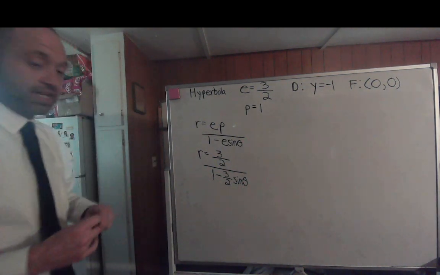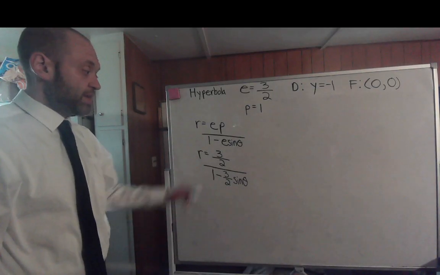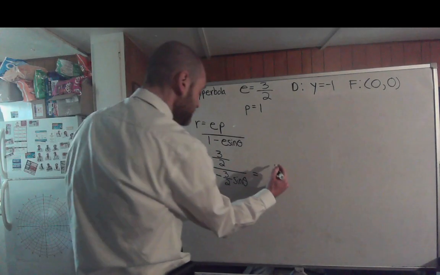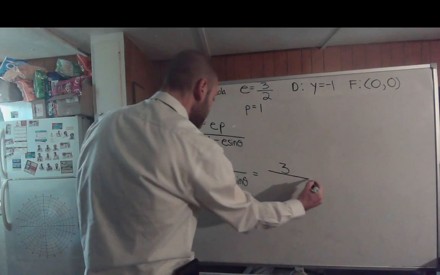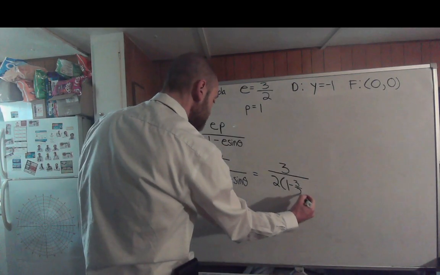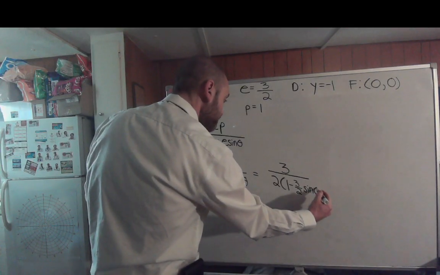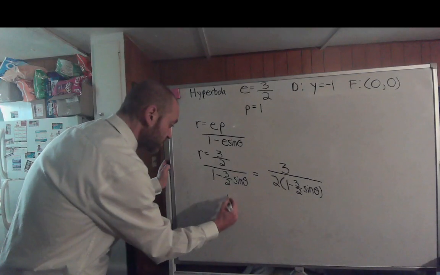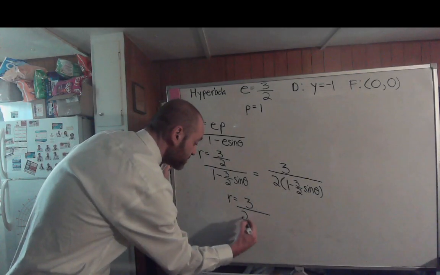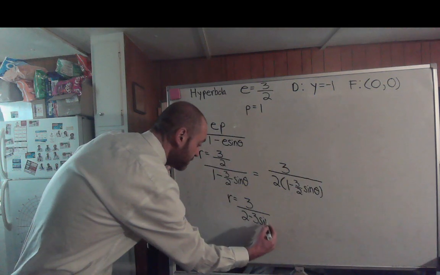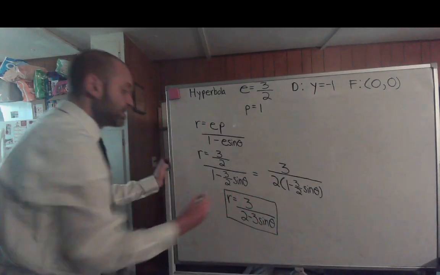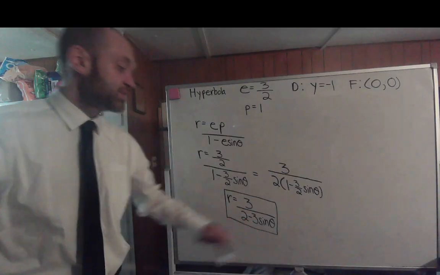Well, we definitely need to clean this up and get rid of the fractions. That 3/2 would be the same thing as kicking that 2 out of the numerator, putting it in the denominator. So this would be the same thing as 3 all over 2 times 1 minus 3/2 sine of theta, which for the final answer, we'll just distribute that 2 in the denominator. This ends up R equals 3 all over 2 minus 3 sine of theta. So this equation in polar form should end up being R equals 3 all over 2 minus 3 sine of theta.